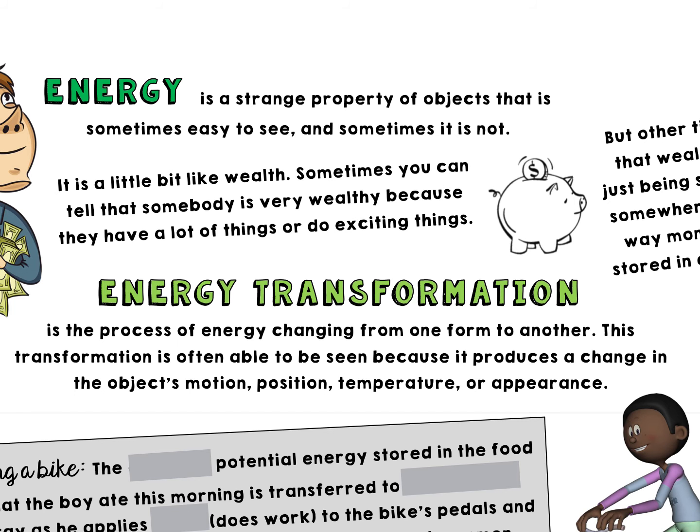Energy transformation is the process of energy changing from one form to another. This transformation is often able to be seen because it produces a change in the object's motion, position, temperature, or appearance. For example, with the roller coaster example we looked at a minute ago, the potential energy, which was stored due to the height of the car, was transformed into kinetic energy of moving the car.